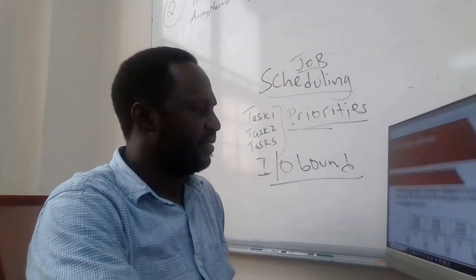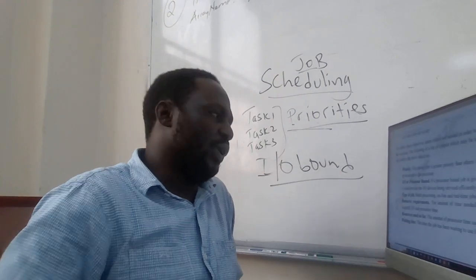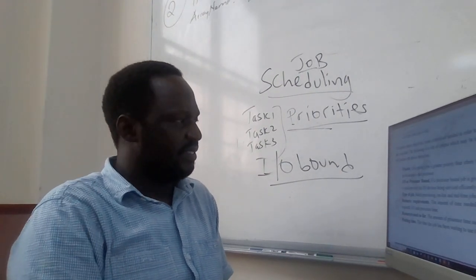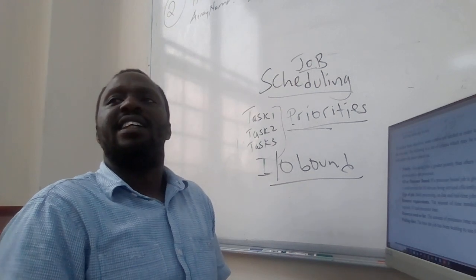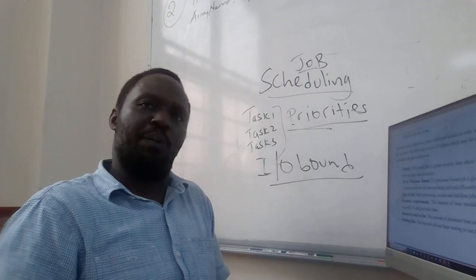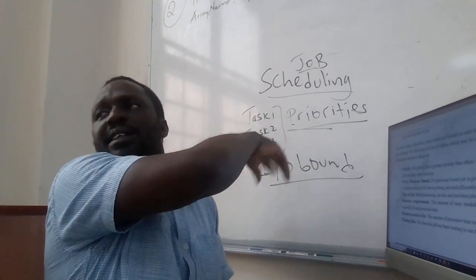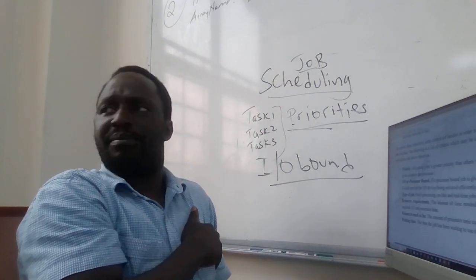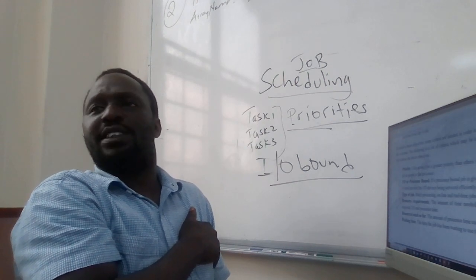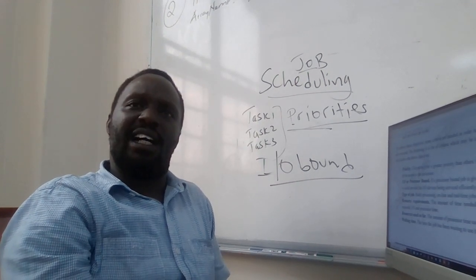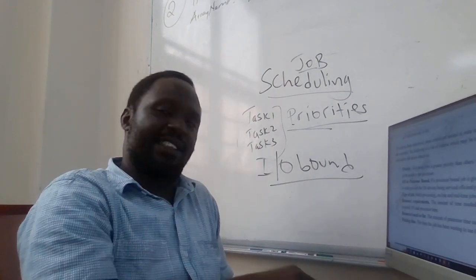Next. Which other factor is there? The other factor is the importance of a job. That's another factor which can be considered when giving priority to tasks or choosing the order in which they should be processed. The importance of tasks. Now, what we mean here is this.